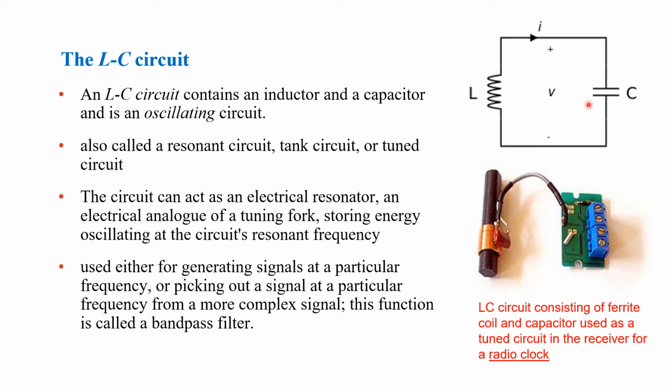Your LC circuit can act as an electrical resonator, an electrical analog of a tuning fork, storing energy oscillating at the circuit's resonant frequency. Your LC circuit is used either for generating signals at a particular frequency or picking out a signal at a particular frequency from a more complex signal. This function is called a bandpass filter. You will learn more about these filters in higher electronics classes.